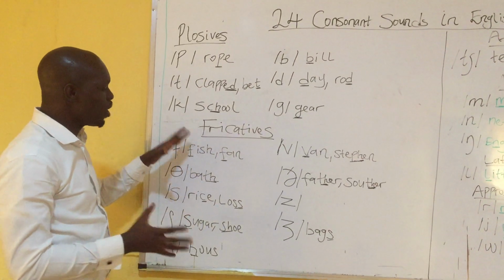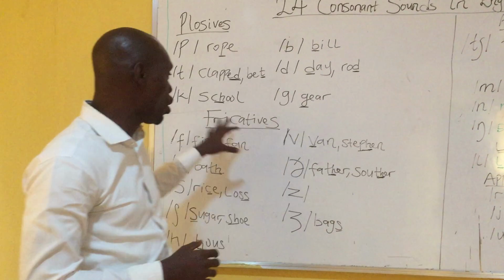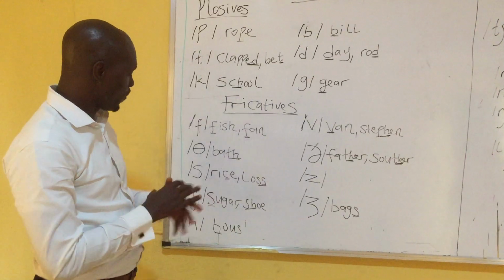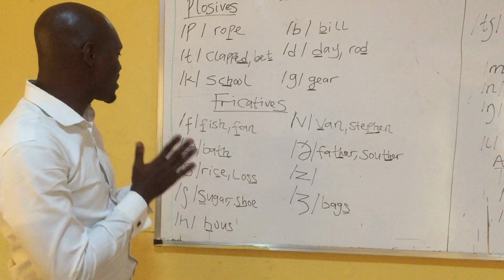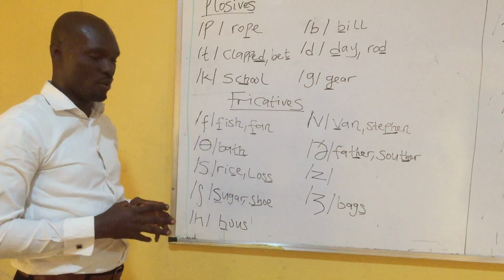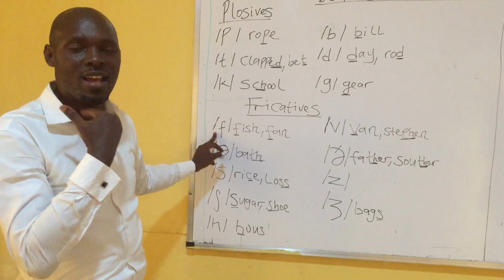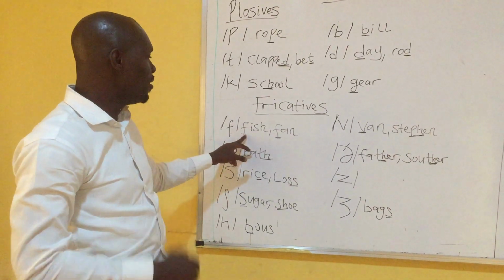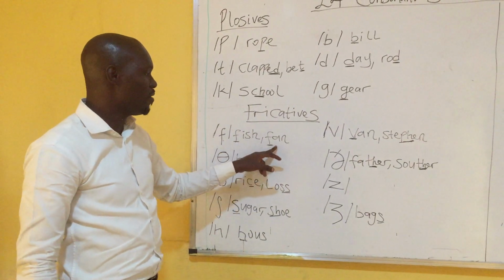Now let's move on to other categories of consonant sounds in English language, and they are called the fricatives. Now the fricatives have 9 consonant sounds. So to start with the fricative sounds, we have f, which is the voiceless consonant sound. So we can find it in fish and fan.